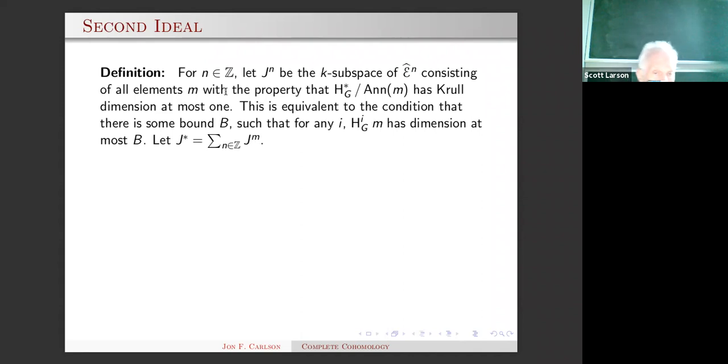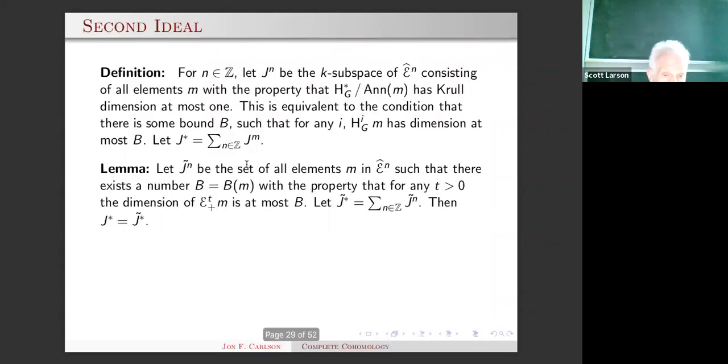The fact that we put Krull dimension at most 1, by the way, means that the ideal I that I defined just a minute ago is contained in this ideal J. So as I say, you can make this equivalence of this Krull dimension idea with a bound on the degrees of the elements.